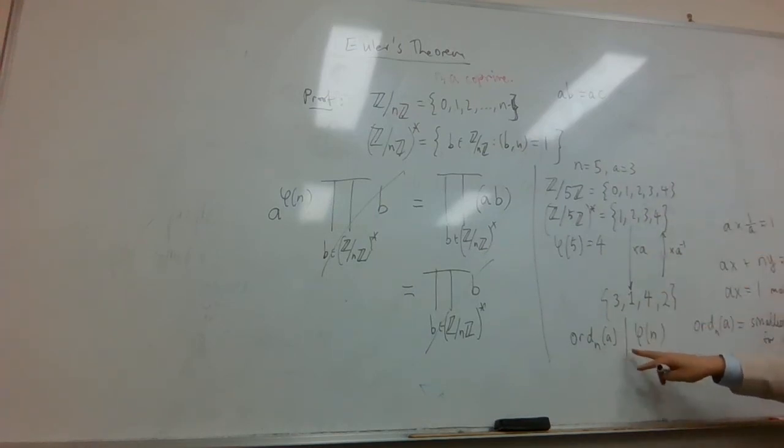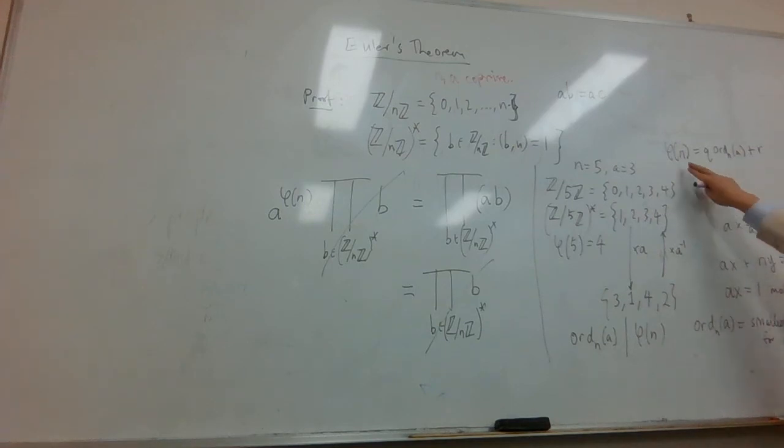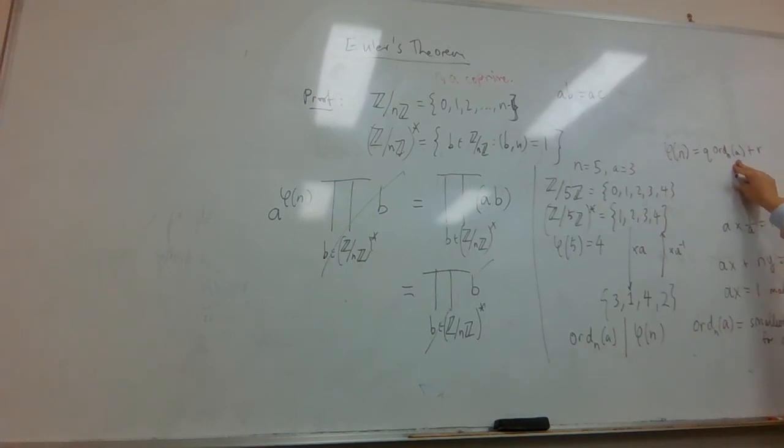So the proof: phi of n is definitely bigger than the order, right? So you can do the division algorithm on it. Phi of n equals some quotient times the order, plus a remainder. If you do division on phi of n with the order of a, you get a remainder, but the remainder is smaller than the order.